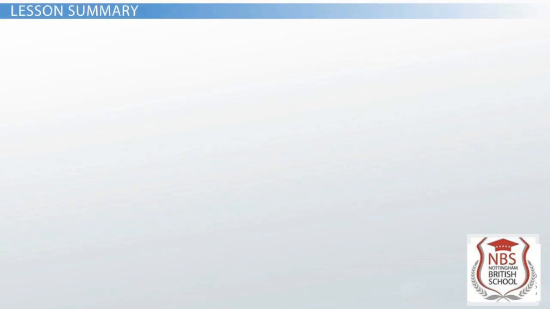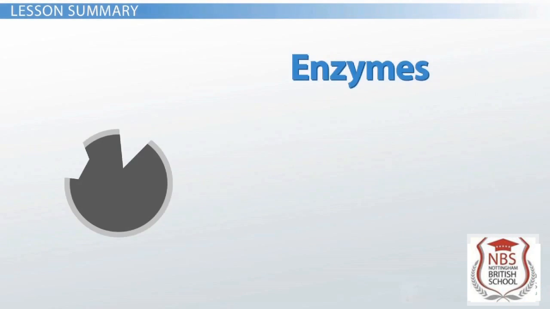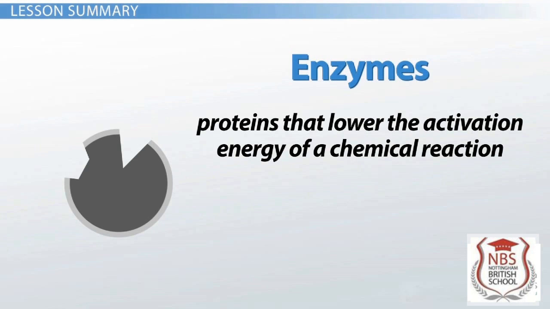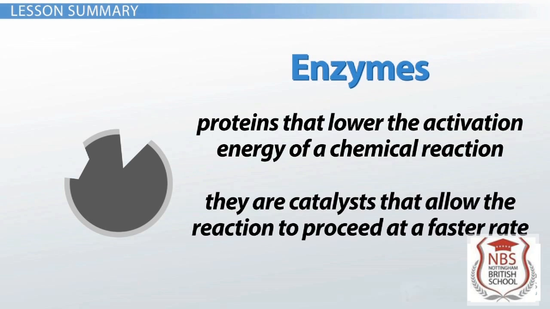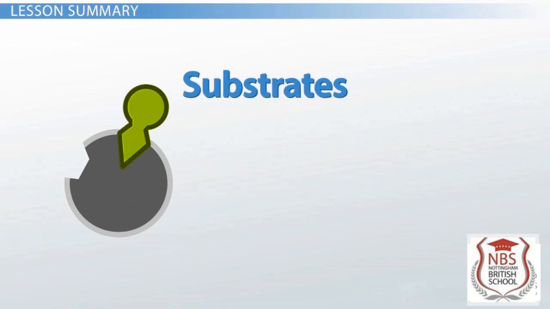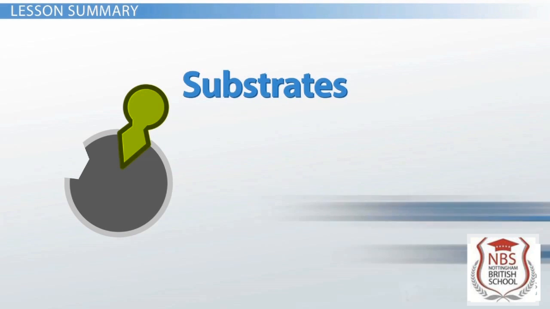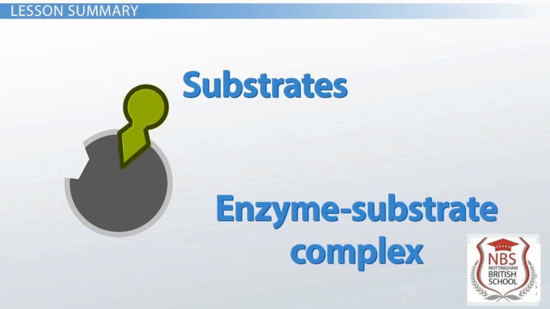Okay, let's look at this lesson summary. In summary, enzymes are proteins that lower the activation energy of a chemical reaction. Enzymes are not consumed or produced in a reaction, but they are catalysts that allow the reaction to proceed at a faster rate. There are hundreds of enzymes in each cell, each with a specific role and working on a specific substrate. Together they form the enzyme substrate complex. Substrates bind to a perfectly matched pocket in the enzyme known as an active site.